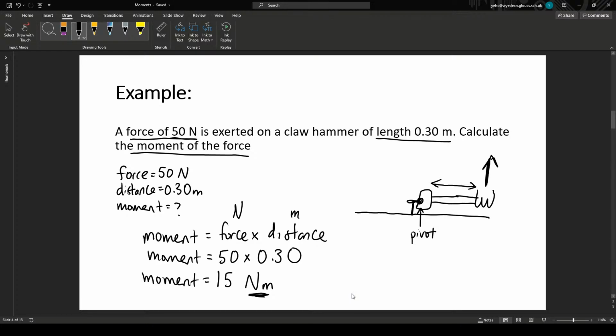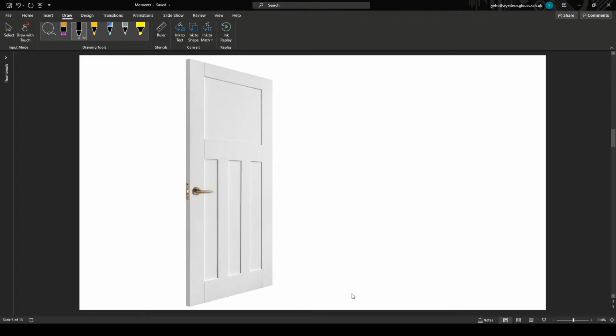So think about everyday objects, guys. We design a lot of tools based on this principle. And I'm using examples such as a door, a claw hammer. But all of these objects share a basic principle: the further you are from the pivot, the bigger the turning effect. And we use this a lot in everyday life.